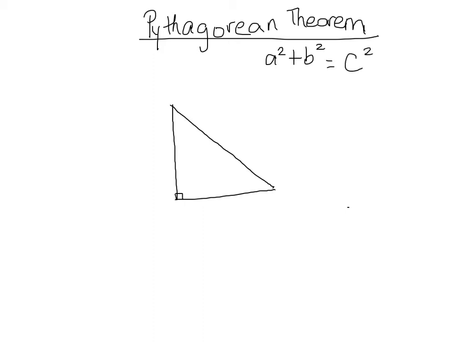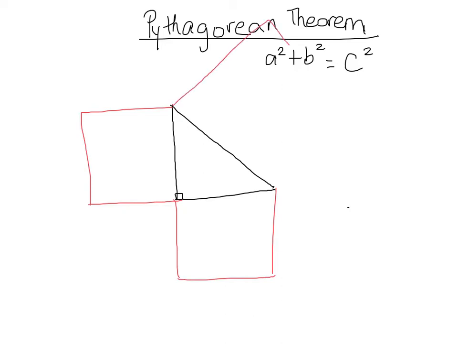Now that's just a fancy way of saying, literally, if I were to take a square and put it on one side of the triangle, take another square and put it on the other side of the triangle, if I were to take my two squares and add them up, I'd literally get a square this size. So that's really what the Pythagorean theorem means, but how do we use it?